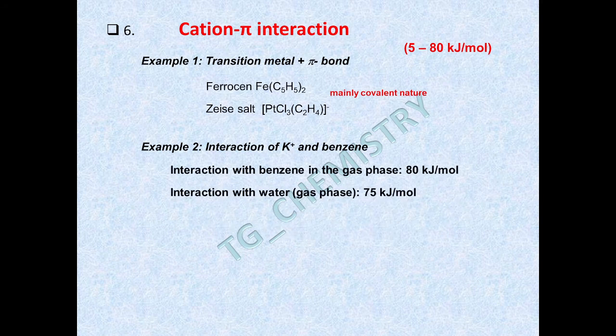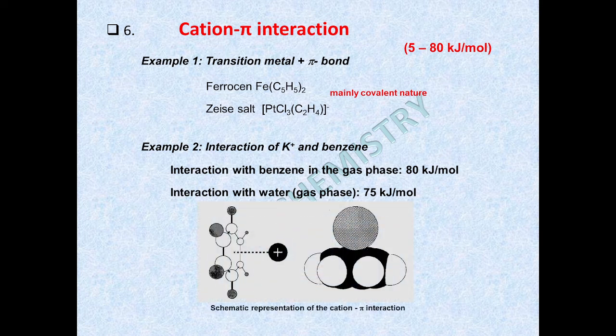This interaction with benzene in the gas phase has an energy of 80 kilojoule per mole, whereas with the water molecule, also in the gas phase, it has an energy of 75 kilojoule per mole. So you can see a schematic representation of the cation-pi interactions over here, where the interaction is shown with the potassium ion with the benzene molecule.